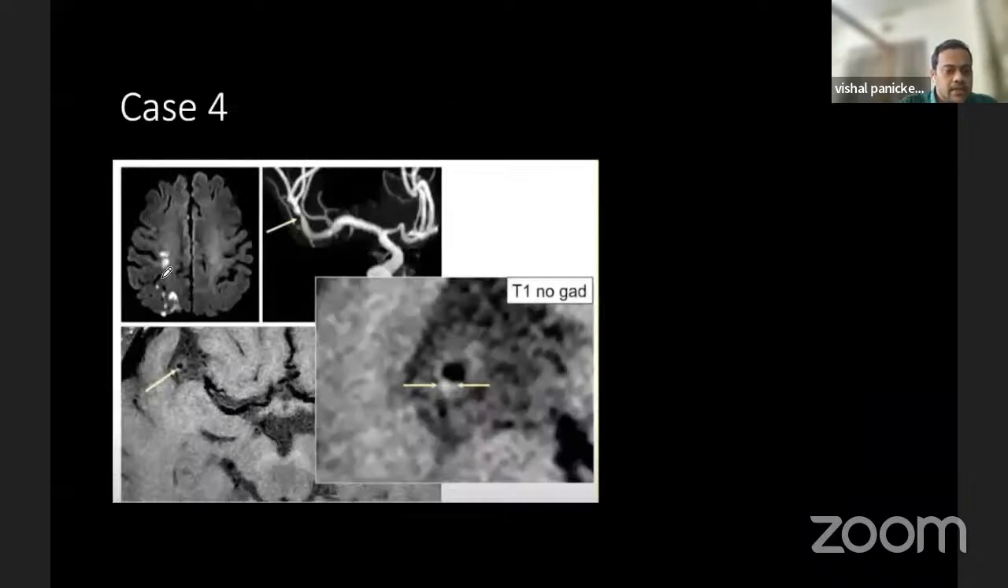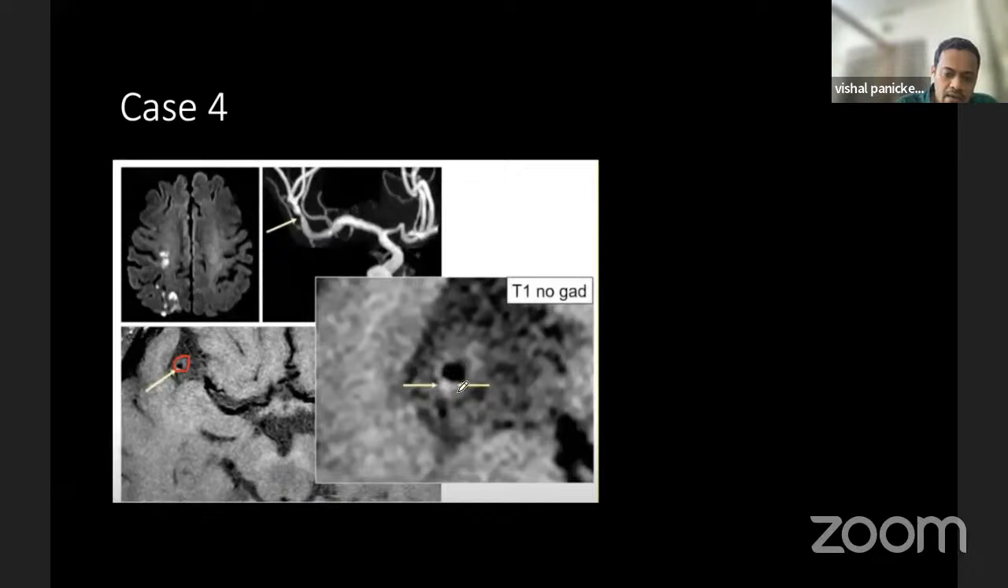This is another case showing a watershed infarct along the right MCA territory, and the angio showing a stenosis of the vessel abnormality along the M1 segment, and this is MR vessel wall imaging showing an eccentric vessel wall thickening with luminal narrowing. And here there is a T1 hyperintensity in non-gadolinium enhanced imaging.